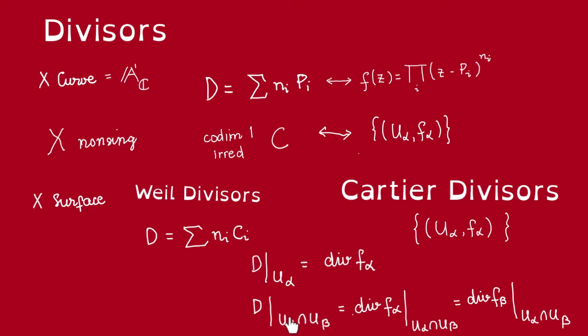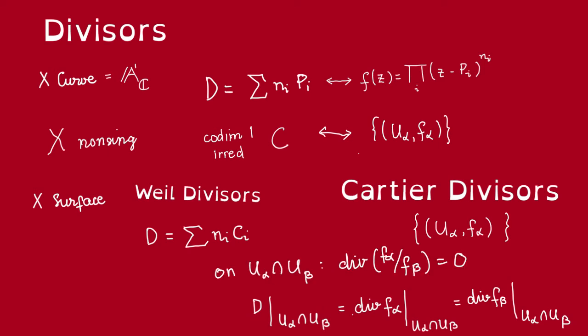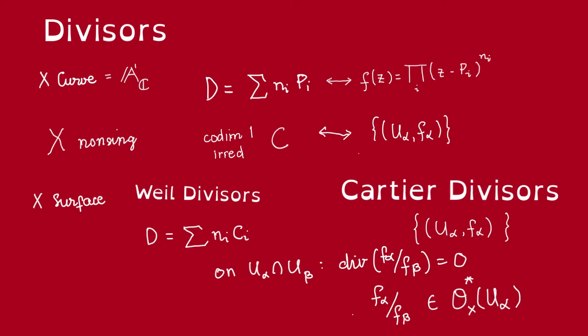Now that means that on the intersection of U alpha with U beta, the divisor of F alpha must be equal to the divisor of F beta, because they are both equal to D. That means that their difference must be zero on U alpha intersect with U beta, but that's just the divisor of their quotient. So their quotient has no poles or zeros, so their quotient must be a unit on U alpha beta.